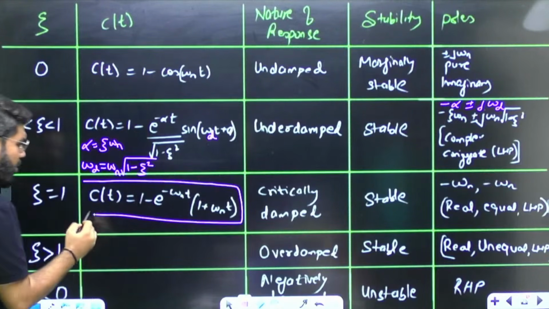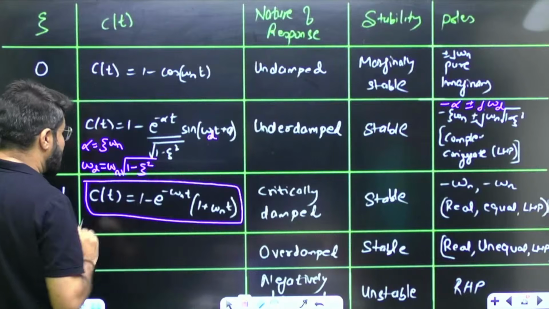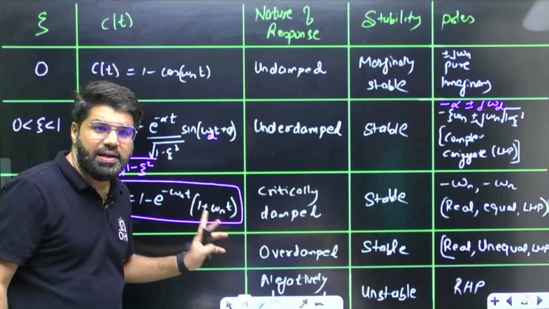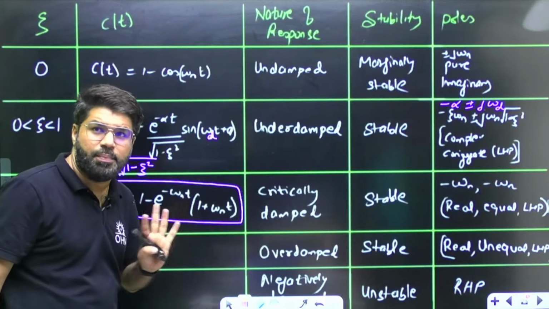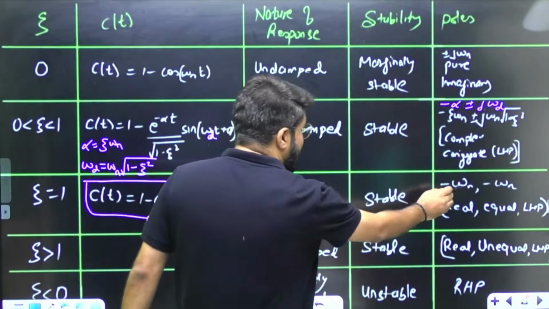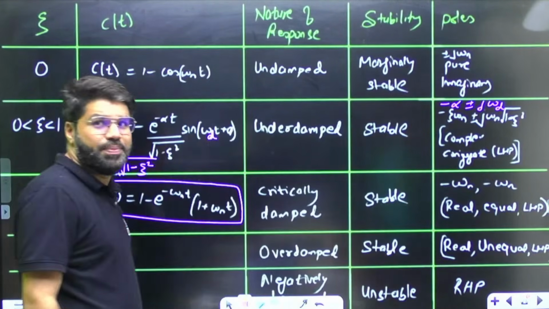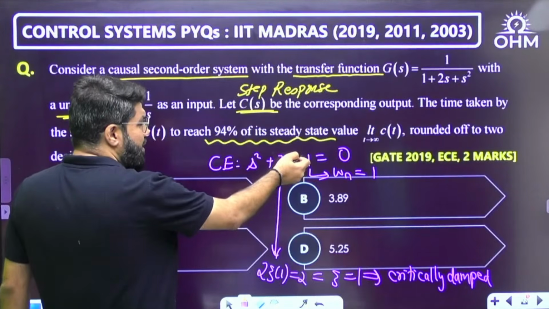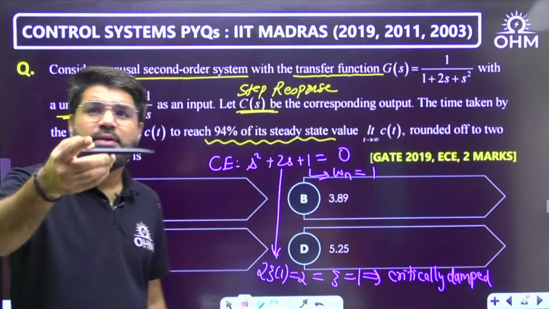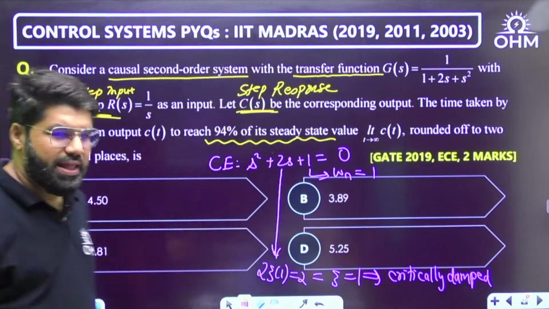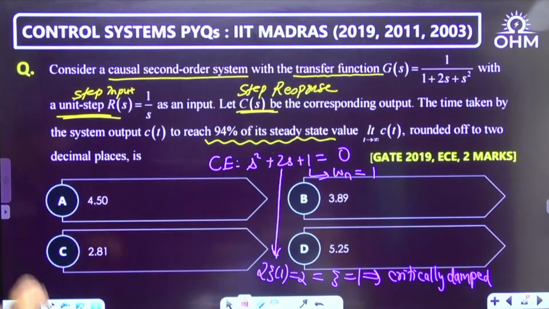For zeta equal to 1, which is what our current question is, the expression for zeta tending to 1 modifies to 1 minus e power minus omega nt into 1 plus omega nt. No sinusoidal part, no oscillatory part. The waveform is critically damped, the system is stable, roots are real and equal in the LHP. In fact, for the previous question, if you thought this is s plus 1 whole square, you will say s equal to minus 1 and minus 1. Real and equal roots, left half plane, is critically damped. That way also you could have commented that it is critically damped.